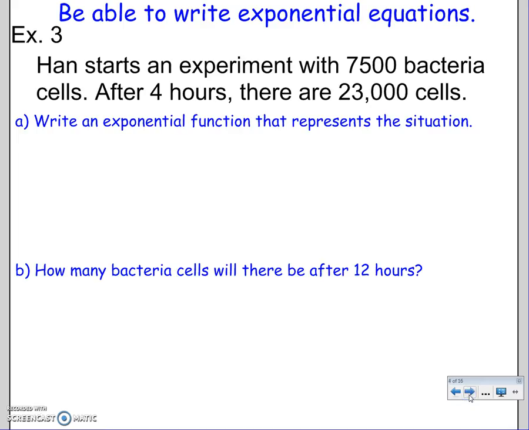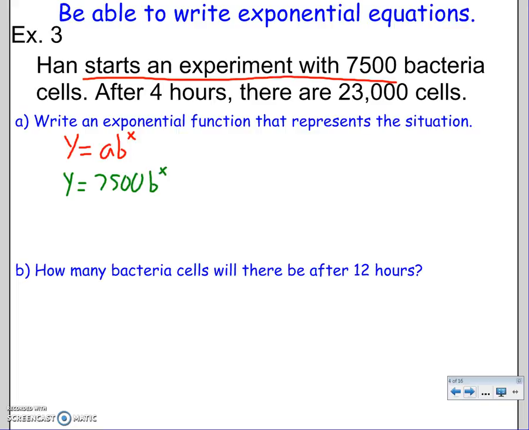Now I'll show you how to write exponential equations. Han, a girl, starts an experiment with 7,500 bacteria cells. After 4 hours, there's 23,000 cells. So first, let's find the exponential function. Remember, our exponential equation looks like this if there's no h and k, so let's not worry about h and k. A is the start. Do we know what we start with? Right here, we start with 7,500. So we're going to replace that A with 7,500.